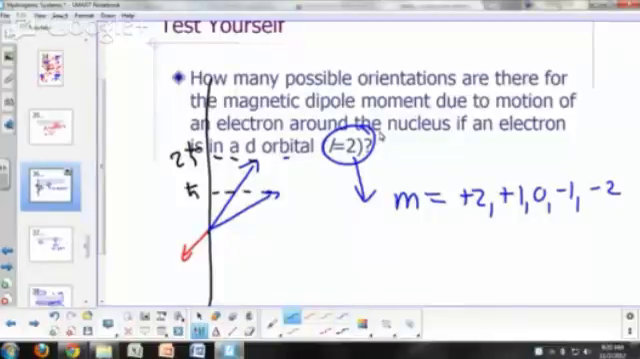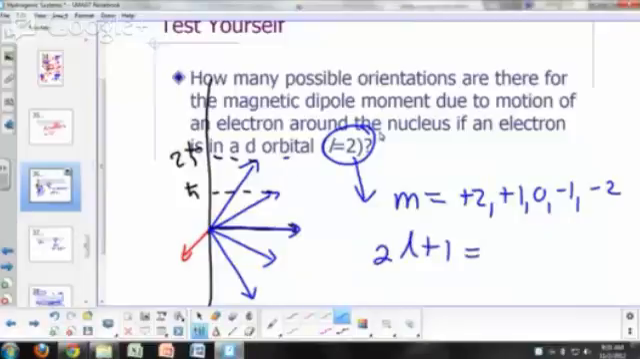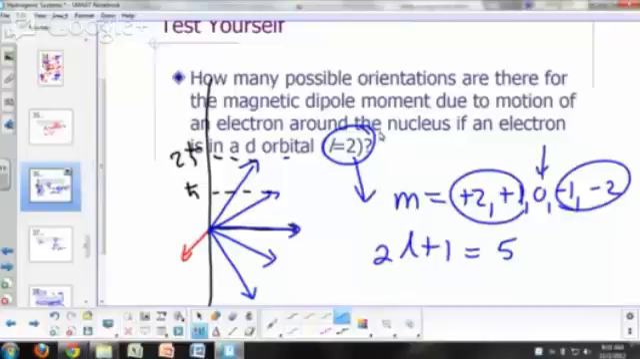Z component is h bar. Or you can have m equals 0. M equals -1. Or m equals -2. So there's 5 ways. 2L plus 1. Okay, it's 5. 2 times 2 plus 1. It's 5 different orientations for the magnetic dipole moment.